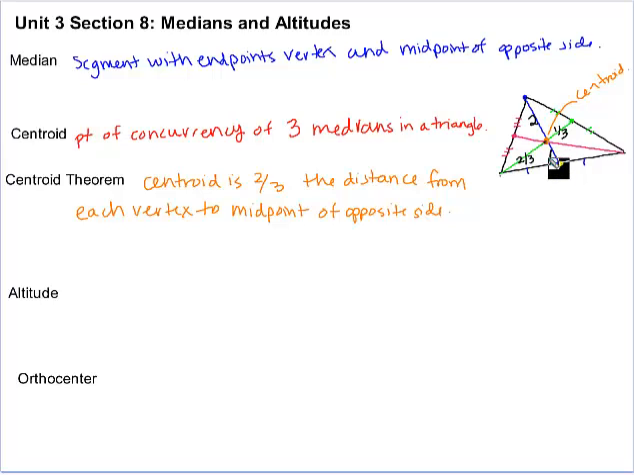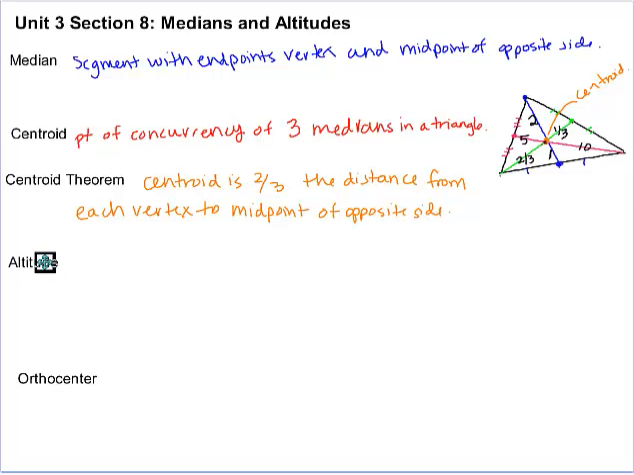So for example, if I were to tell you that this long length here had a distance of 10 from the vertex to the centroid, its corresponding side would have to be 5. Okay, 10 is double of 5, or 5 is half of 10, but that's the relationship of each line segment when it comes to the centroid theorem.